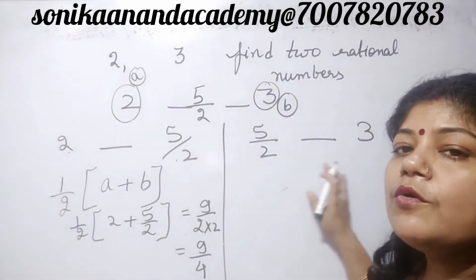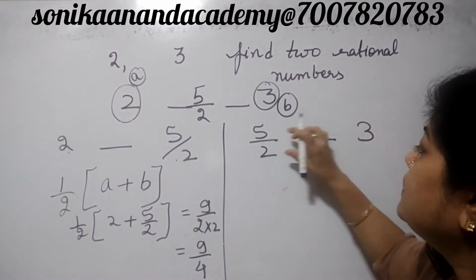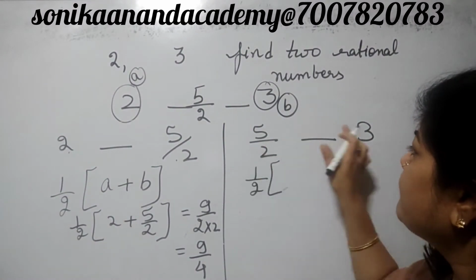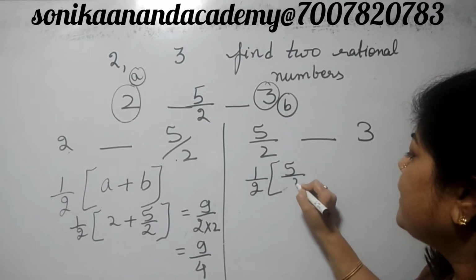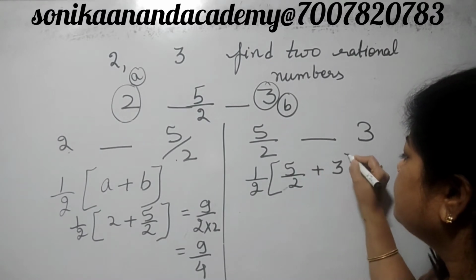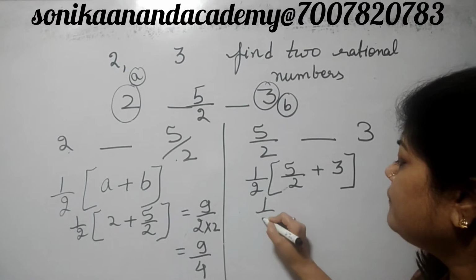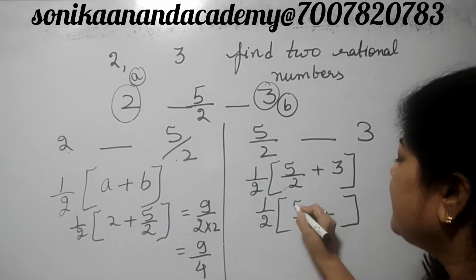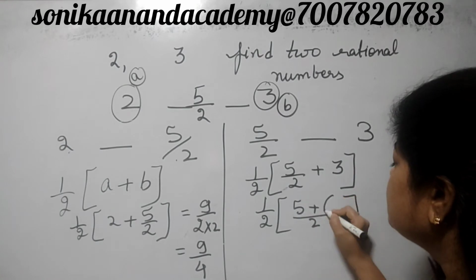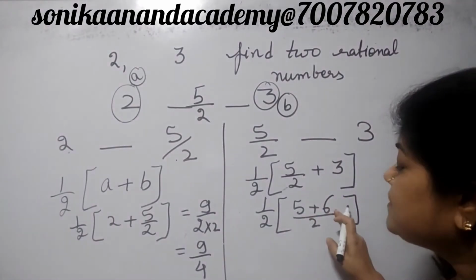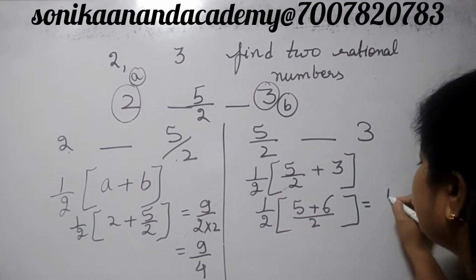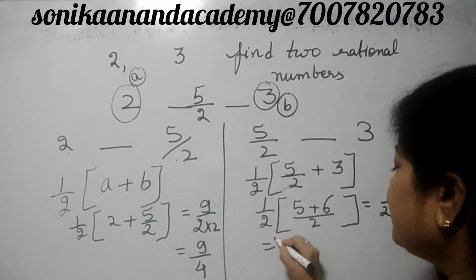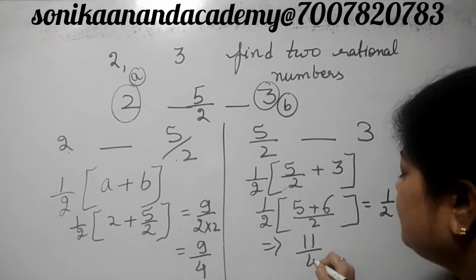Similarly, from here we also get a rational number between these two. What is the formula? Half, and we have to add both of them: 5 upon 2 plus 3. Now take the LCM, which is 2. It is 5, and 2 threes are 6. So 5 and 6 become 11. So we get 1 upon 2 into 11 upon 2, that is 11 by 4.